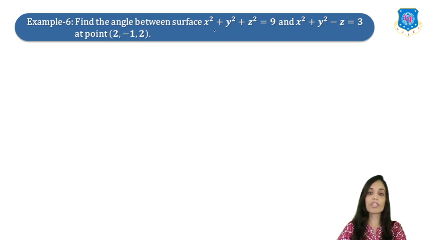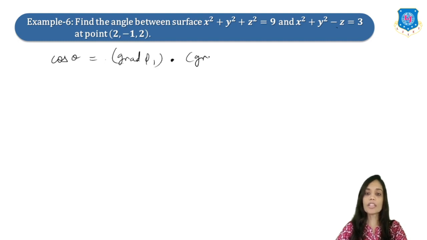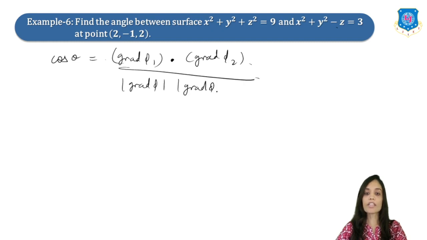We have to find the angle between surfaces x square plus y square plus z square is equal to 9 and x square plus y square minus z is equal to 3 at the point (2, -1, 2). So first let us find the gradient of both these surfaces, right? Now we know that the formula of angle between two surfaces is given by cos theta is equal to gradient of first surface dot gradient of second surface upon magnitude of gradient of first surface into magnitude of gradient of second surface.